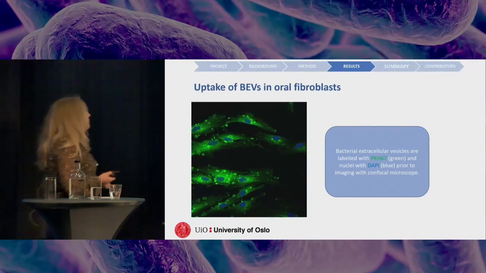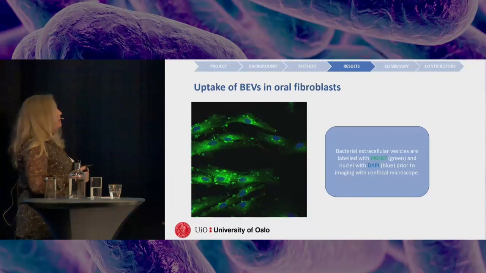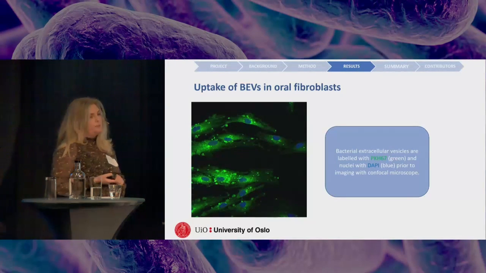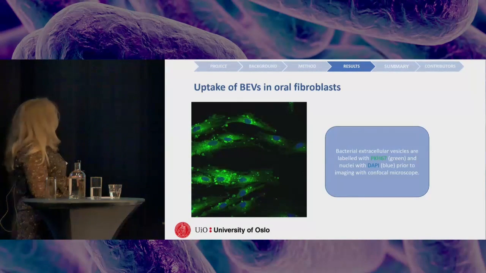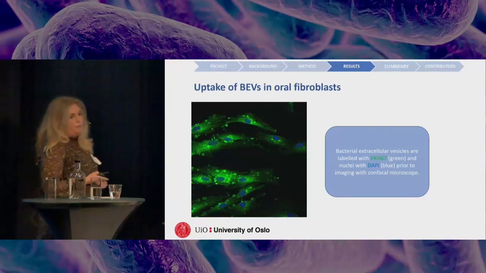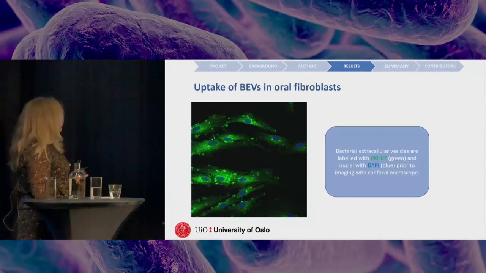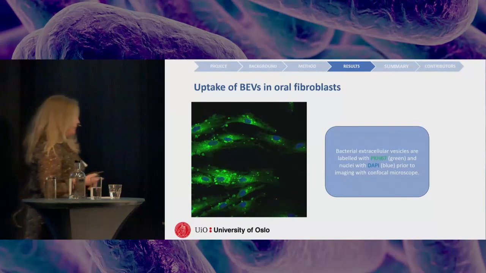And the last results I'm going to show you is the uptake of extracellular vesicles in fibroblasts. So we labeled the vesicles with PKH67, the green color, and the nuclei with DAPI, the blue color, prior to imaging with confocal microscope. And here we can see possible uptake of the vesicles to the oral fibroblasts.